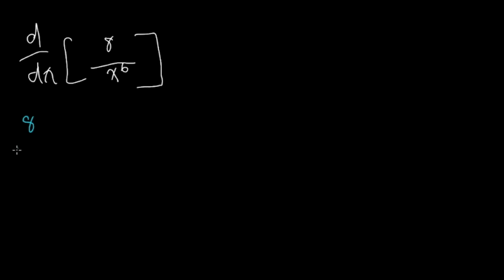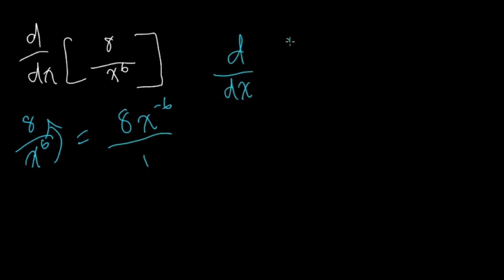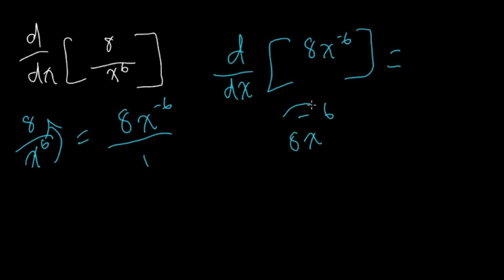So 8 over x to the power of 6 is equivalent to 8x to the power of negative 6. We flipped it, and x to the power of negative 6 has a coefficient of 8 over 1. Since we only rewrote it, we take the derivative of 8x to the power of negative 6. We take the 6 to the other side and we get negative 48x. This is because we subtracted 1 from it, so that's negative 48x to the power of negative 7.